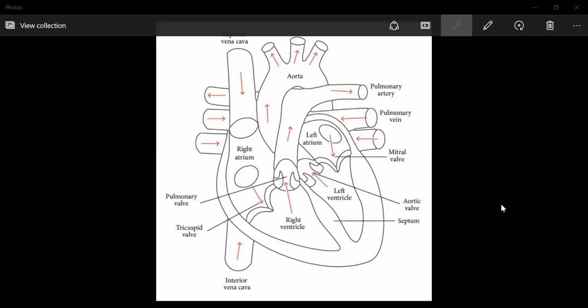The next information is about blood pressure. The force that blood exerts against the wall of a vessel is called blood pressure. The force with which the vessel pushes the blood along, that force is called blood pressure. The force that the blood exerts on the wall of the blood vessel is called blood pressure. This pressure is much greater in arteries than in veins.